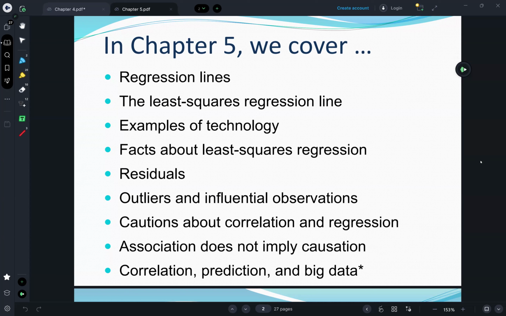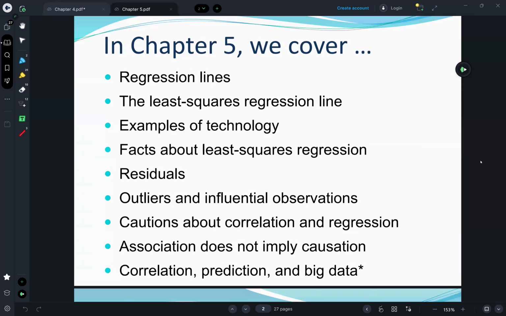This chapter is a continuation of chapter 4, which we looked at scatter plots, where we're studying the relationship between two quantitative variables, one explanatory and one response. And we're going to look and see if there's any outliers or any influential observations. We'll see what those mean too.